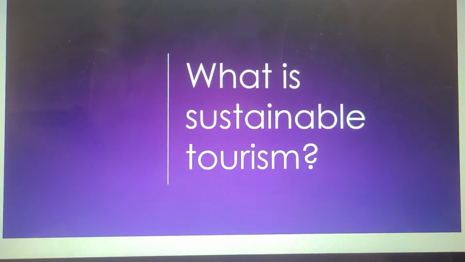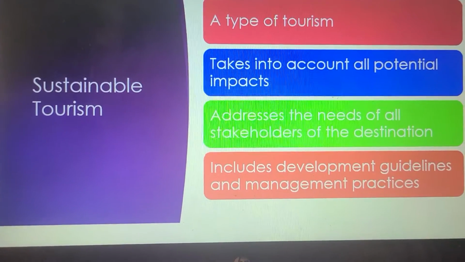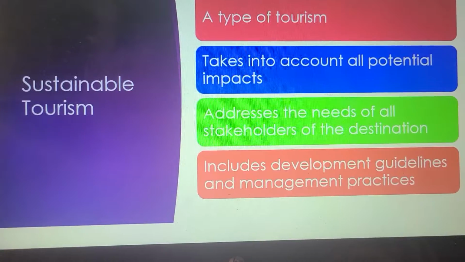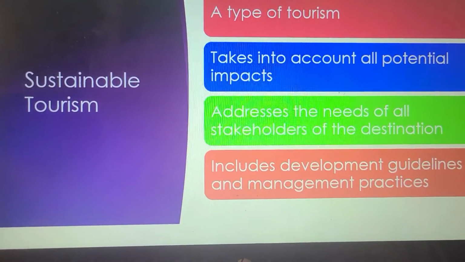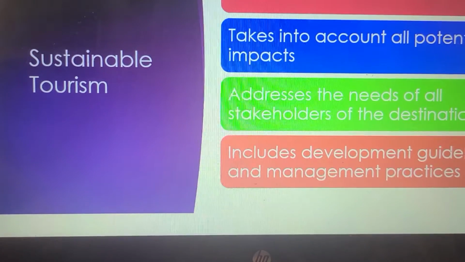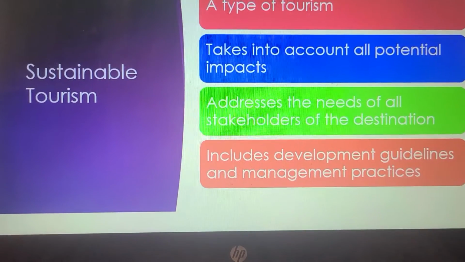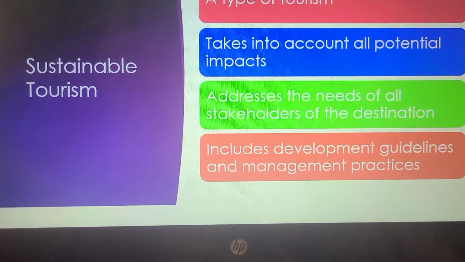What is sustainable tourism? Sustainable tourism is, obviously, a type of tourism that takes into account all potential impacts, both current and future, while addressing the needs of all the stakeholders of the destination, like the host community, visitors, and the industry as a whole, but everyone else as well. It includes developmental guidelines and management practices.